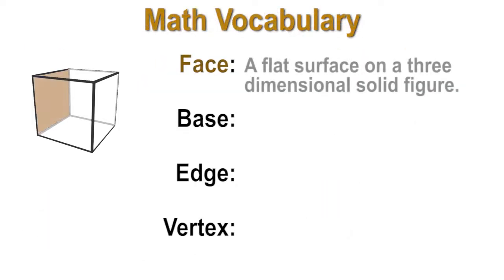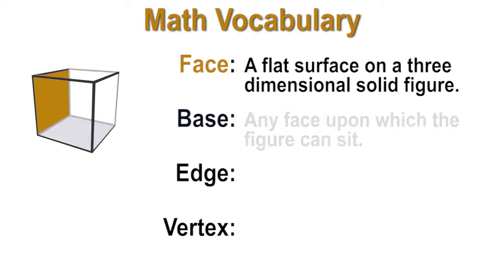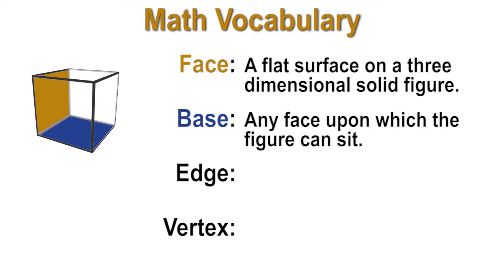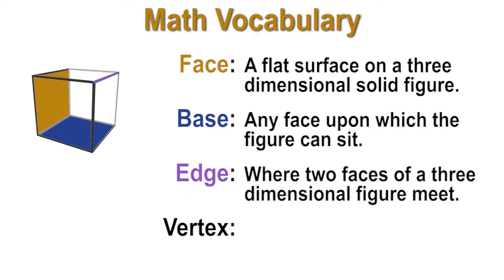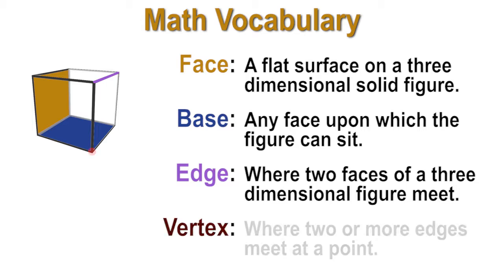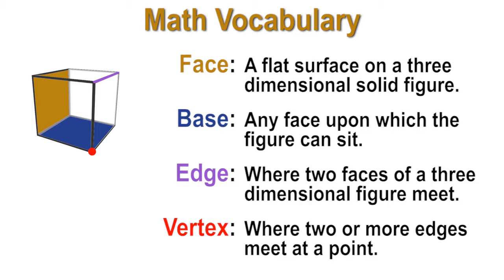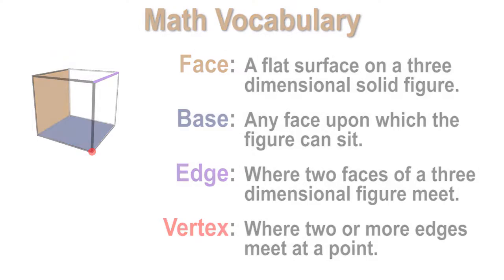The face is a flat surface on a three-dimensional solid figure. In a three-dimensional figure, the base is any face upon which the figure can sit. The edge is where two faces of a three-dimensional figure meet. And a vertex is where two edges meet at a point.